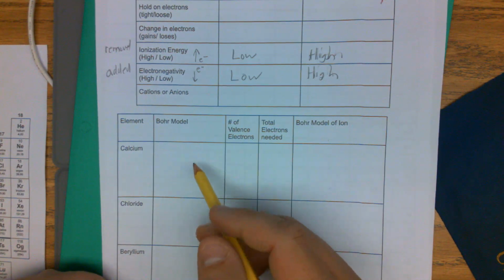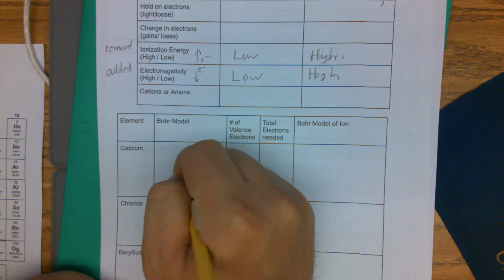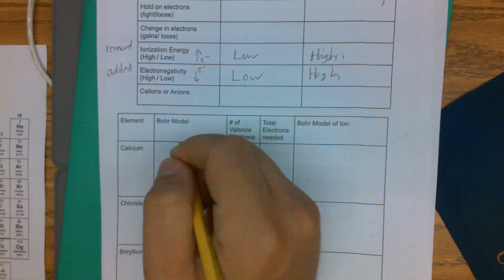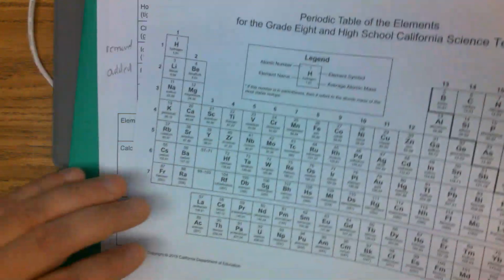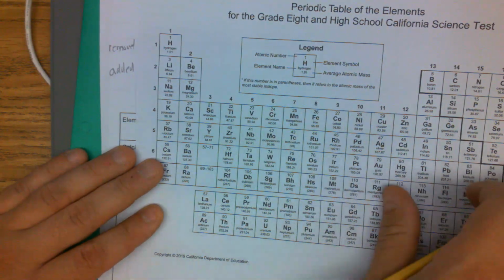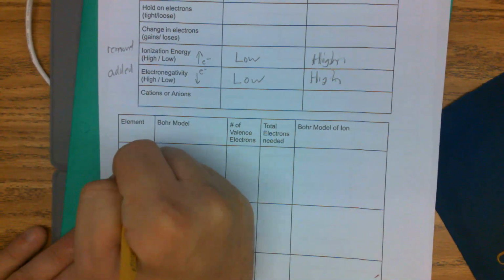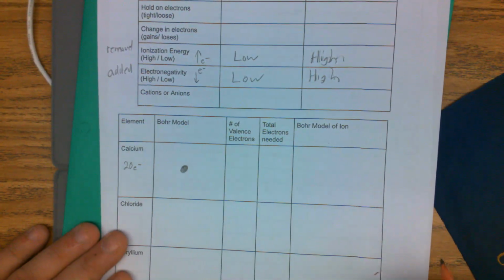So let's look at calcium. For calcium, we're going to draw our nucleus for the Bohr model. We're going to find the element. So calcium, element 20, has 20 electrons. So for calcium, we're going to have 20 electrons. So let's fill this in.